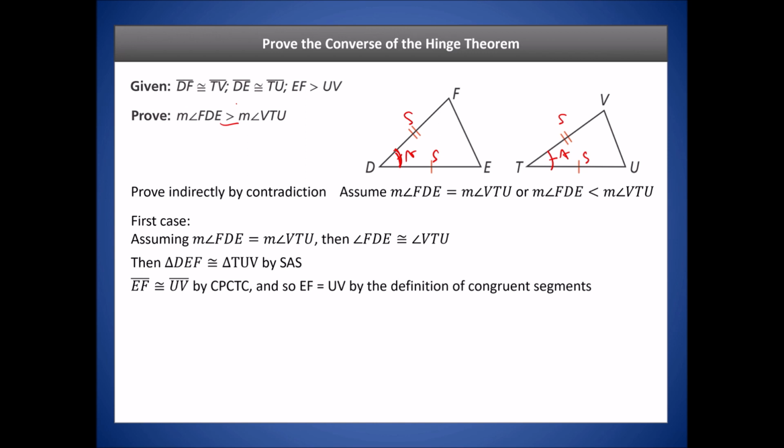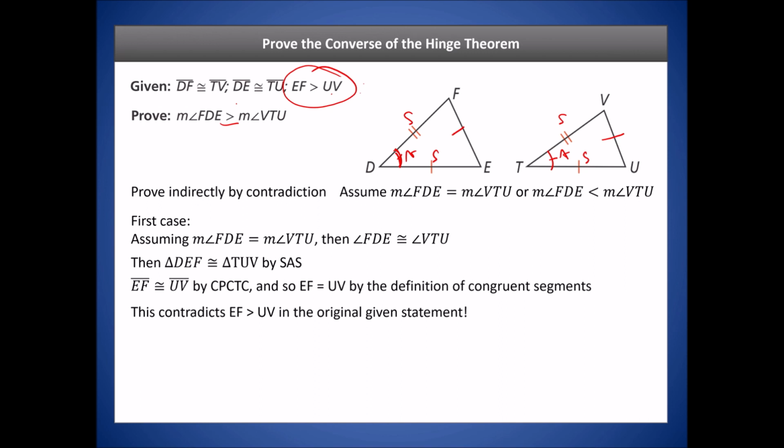And so if they're congruent, that means that EF is congruent to UV by CPCTC, the corresponding parts of congruent triangles are congruent theorem. And so therefore EF has to equal UV, right, by definition. However, that contradicts what we just said. That contradicts what we know about the triangles. We know, because it's given, that EF is greater than UV. It can't be equal, right?